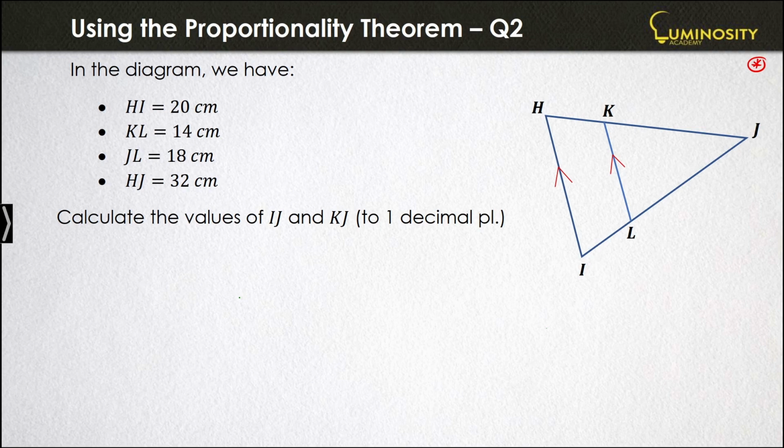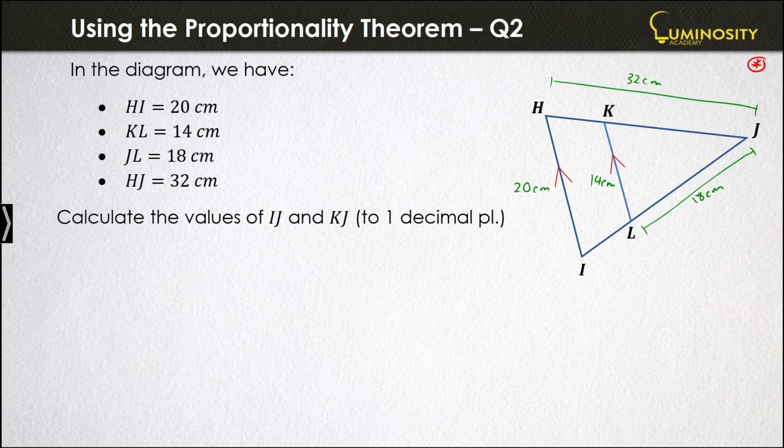We're given a triangle, HJI, so this big triangle, and there's another smaller triangle, KLJ. Notice that the base HI and the base KL of those two respective triangles are parallel to each other. So this means we can invoke the proportionality theorem. We're given that the length of HI is 20 centimeters, so let's label that. KL is 14 centimeters. JL, so this short length here, is 18 centimeters. And HJ, this longer length, is 32 centimeters.